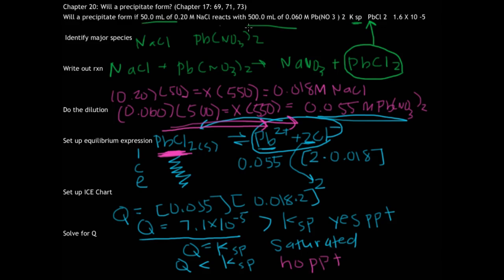So again, to predict whether a precipitate will form, you need to look at your reactants that are forming the precipitate, look at their molarities, plug in and solve for Q, and compare Q to the known Ksp value.